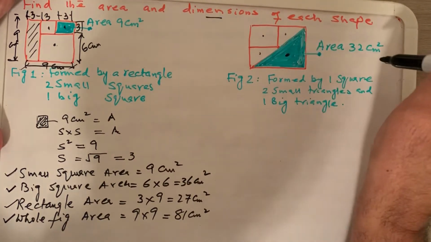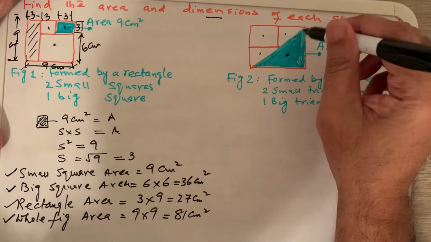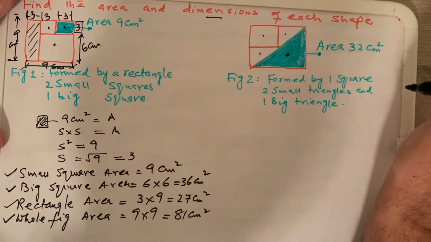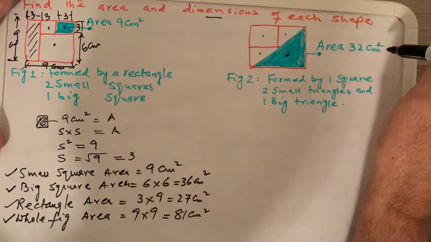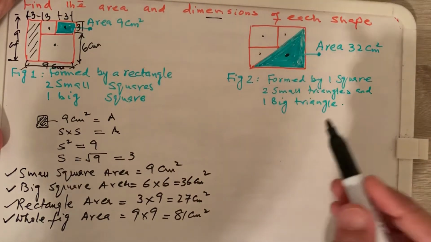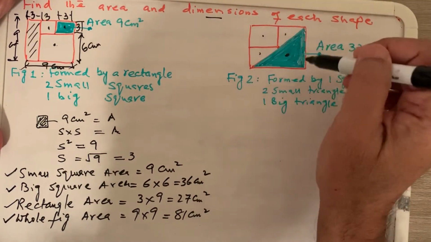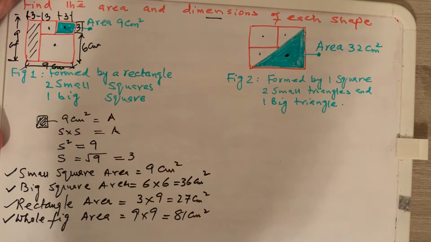And in this question, only this area, the big triangle area, is given. One big triangle area is given as 32 centimeters square. So how to start this question? We have to find out the dimensions of this shape so that we can find out the rest of the areas.